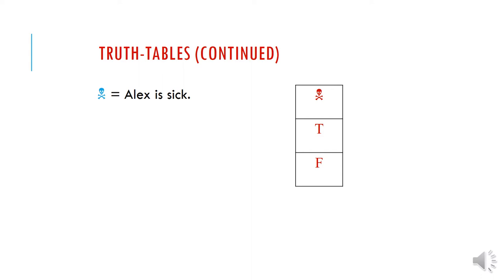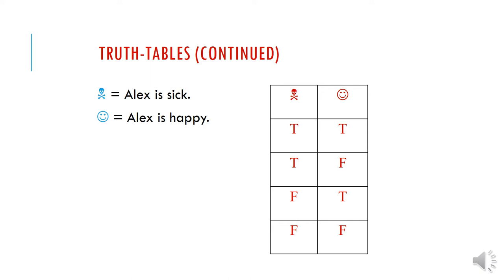So take, for instance, this simple proposition. Alex is sick. Because it's a simple proposition, there are two possible states of affairs that could exist. It's either true that Alex is sick, or false that Alex is sick. The proposition Alex is sick is represented by the skull and crossbones. So the column up and down represents the simple proposition Alex is sick. The row sideways represents the state of affairs of whether or not that proposition is true or false. Here we have two states of affairs.